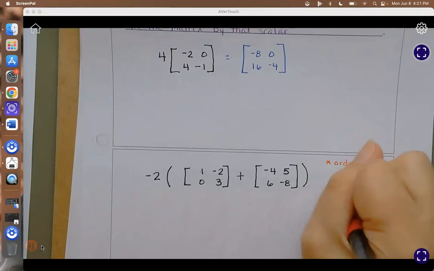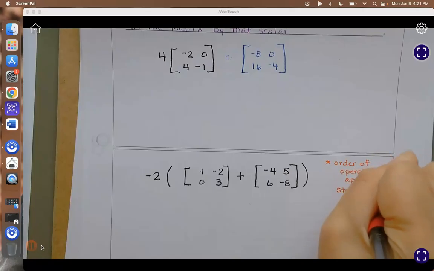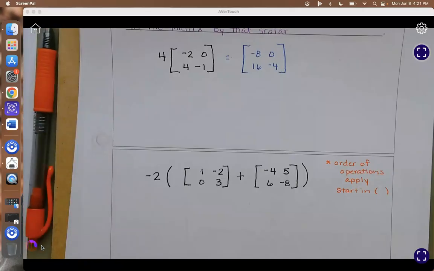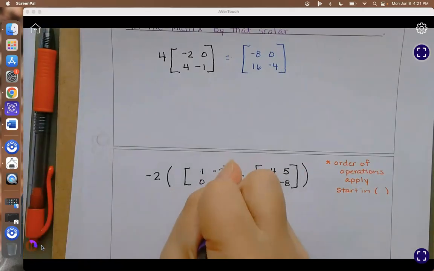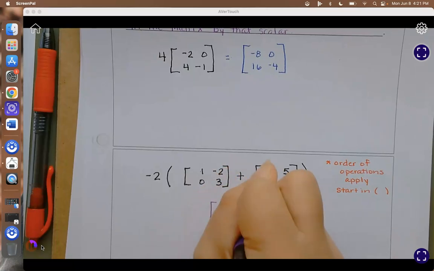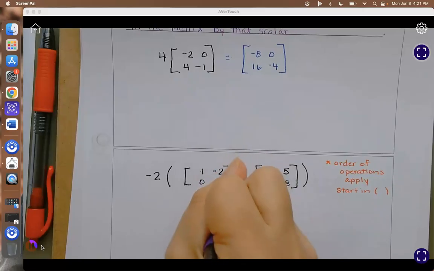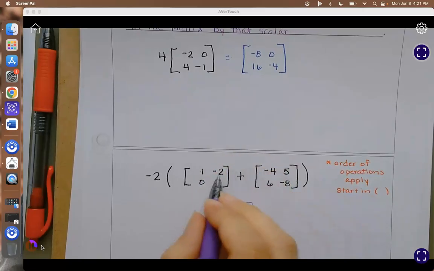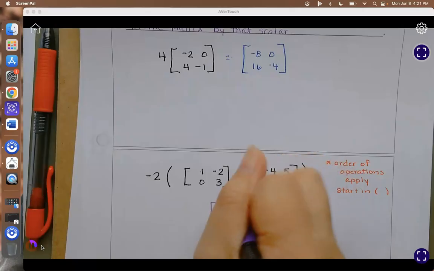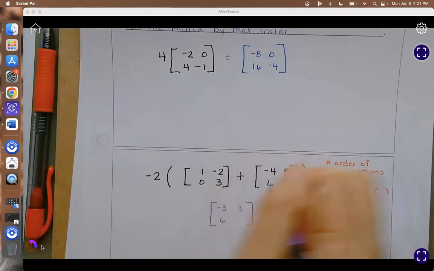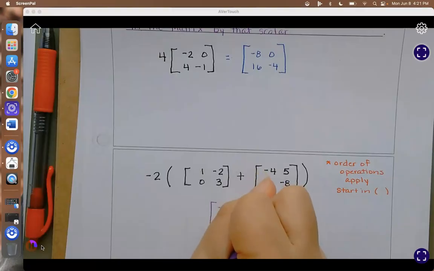So we're going to start in the parentheses. Okay, so when we start in the parentheses, what we're going to get here, we're adding 1 and -4 is -3. -2 and 5 is 3. 0 and 6 is 6. 3 and -8 is -5.